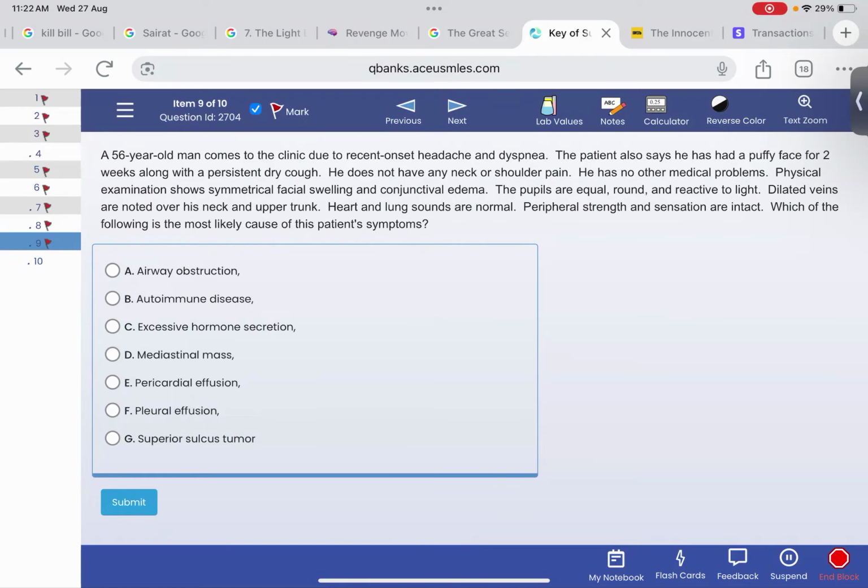I have a question. Yeah, okay. Sir, the superior sulcus tumor, the Pancoast tumor, also compresses the superior vena cava, and doesn't that lead to superior vena cava syndrome too? That's confusing, actually.